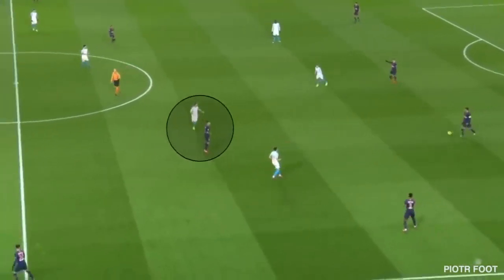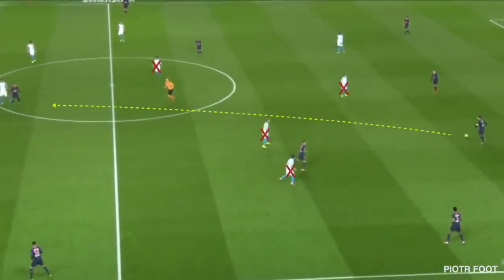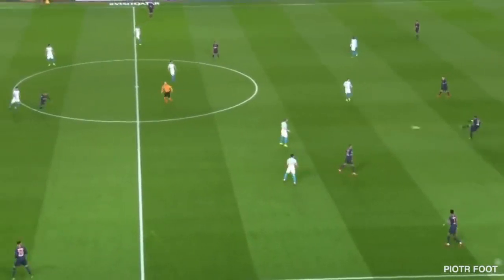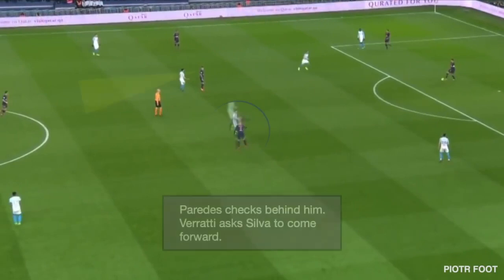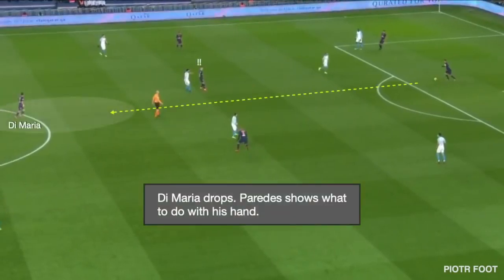Now you understand how it works. Number 6 can be useful without touching the ball, but it requires a good intelligence and a lot of communication. Paredes checks behind him, and Verratti asks Silva to come forward. Di Maria drops and Paredes shows what to do with his hand.